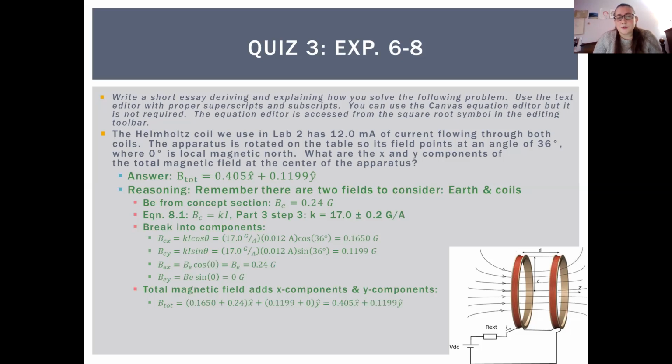So our final answer then, we have to add the x components together and add the y components together. So there, that last line, you can see I'm adding together the x component from the coil and the Earth, and then the y components from the coil and the Earth. And so we get our final answer, the components of our total magnetic field.